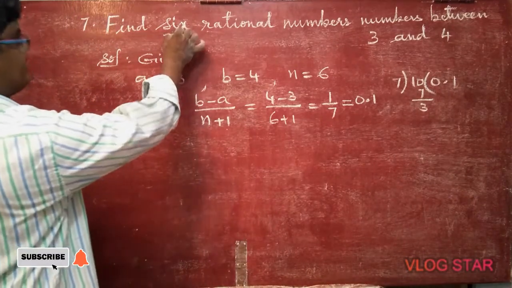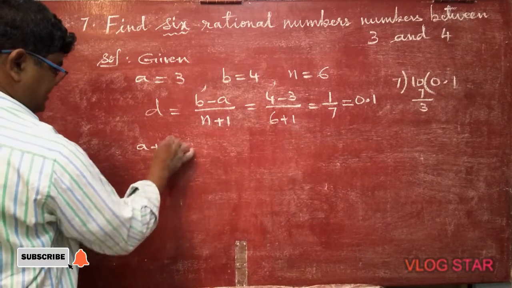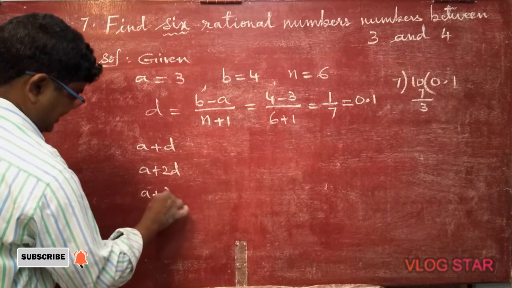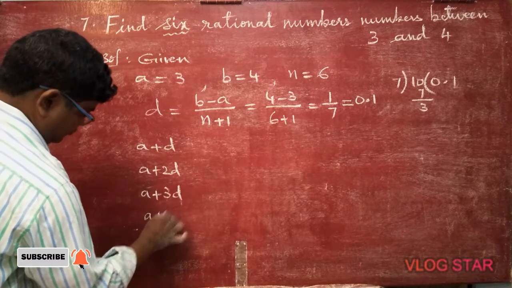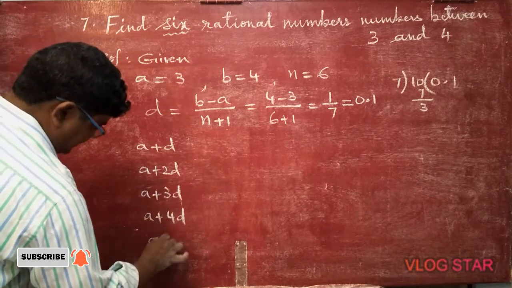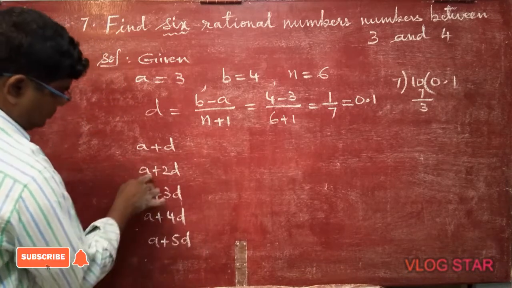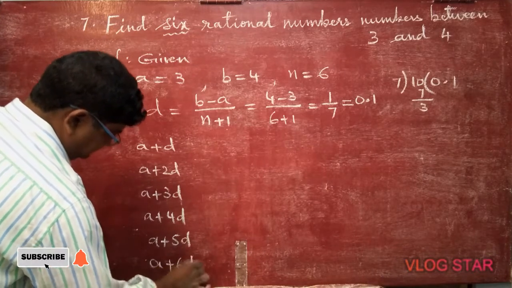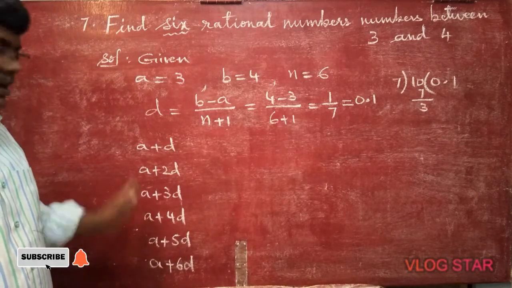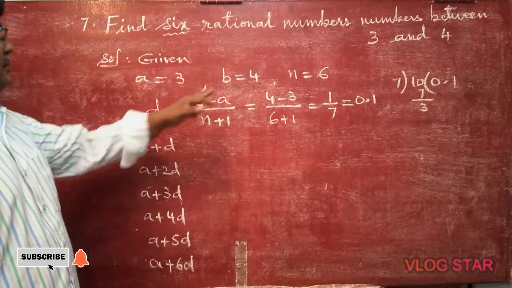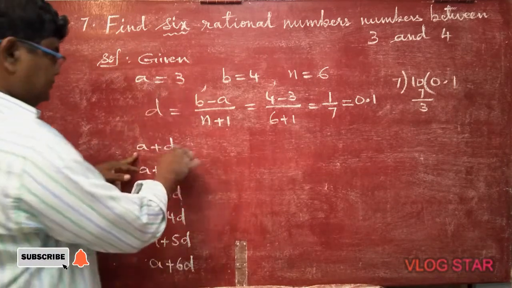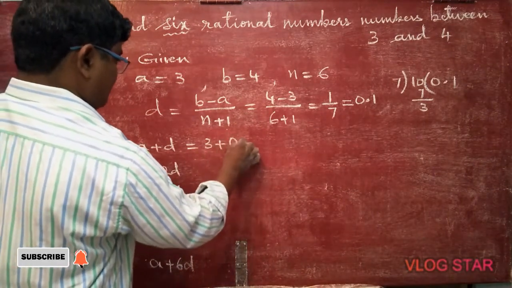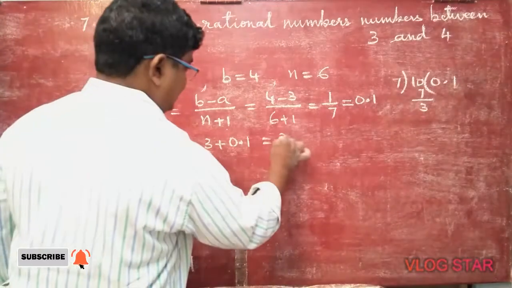Now how many are they asking to find? 6. A plus D, A plus 2D, A plus 3D, A plus 4D, A plus 5D, 1, 2, 3, 4, 5, 6. A plus 6D. These are the formulas in progressions you will be learning. A means 3. D means what you got. So 3 plus 0.1. That is equal to 3.1.